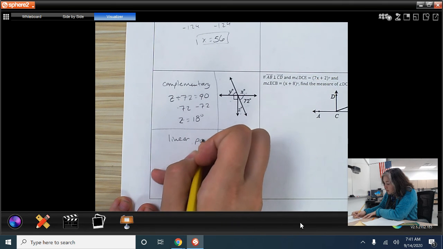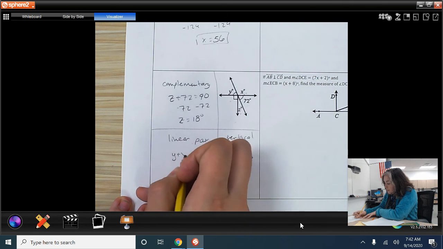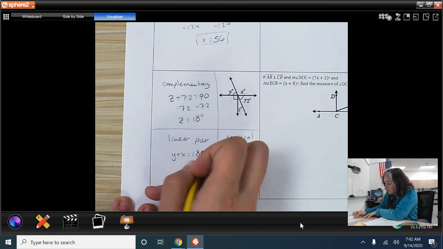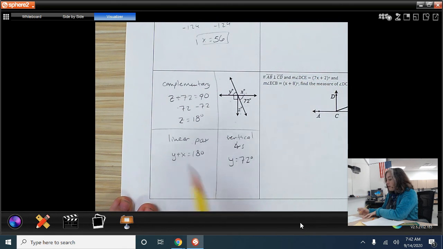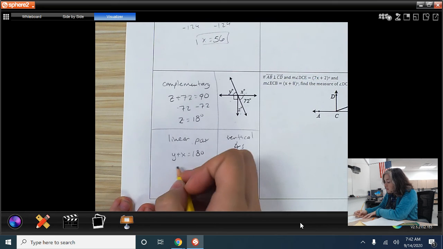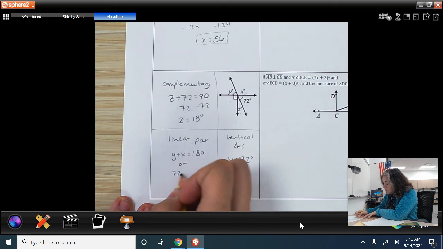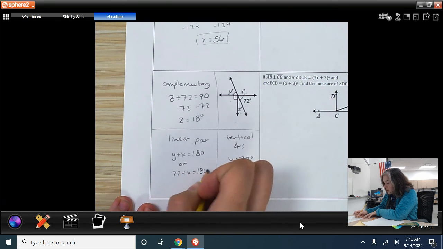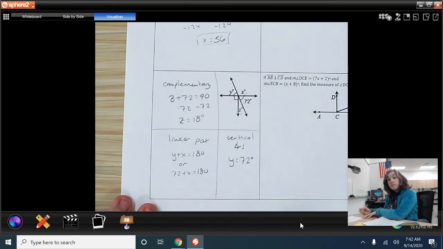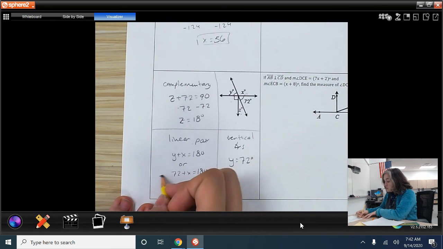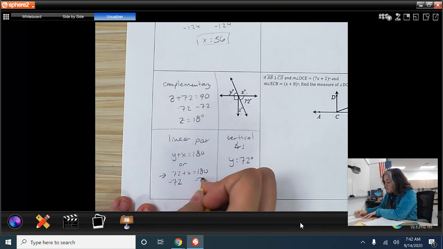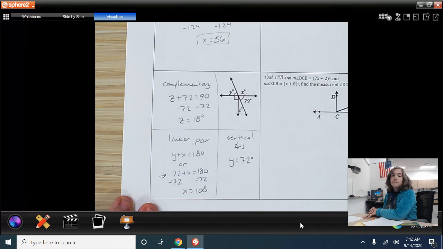So if we have a linear pair, we have y plus x equals 180. And then I have to plug in my 72 for my y. Or we have that 72 plus x is equal to 180 because he's a linear pair with both of them. So we can use either. I'm going to choose to go with this one. It's one less step. So I subtract 72 on both sides, and we get that x is equal to 108 degrees.